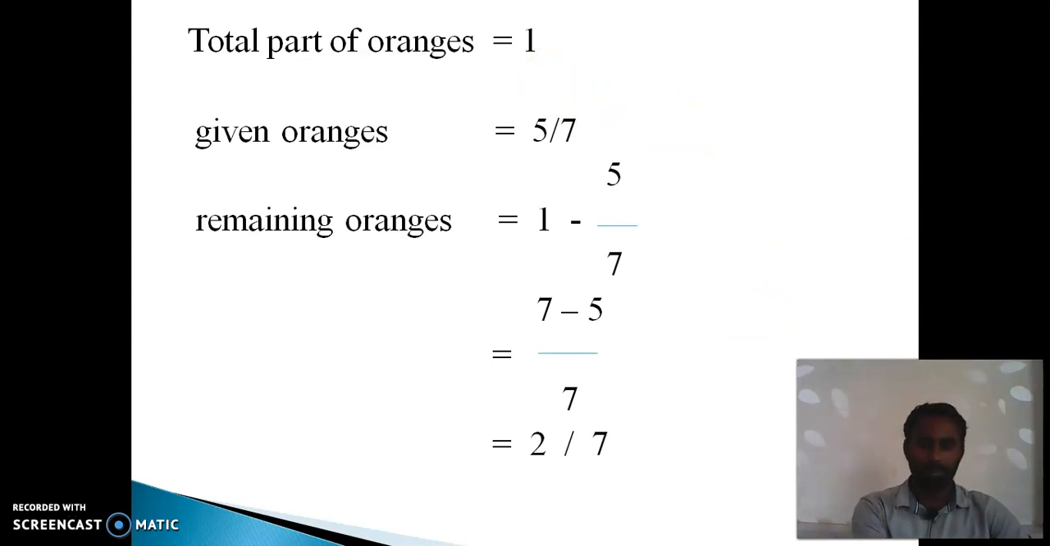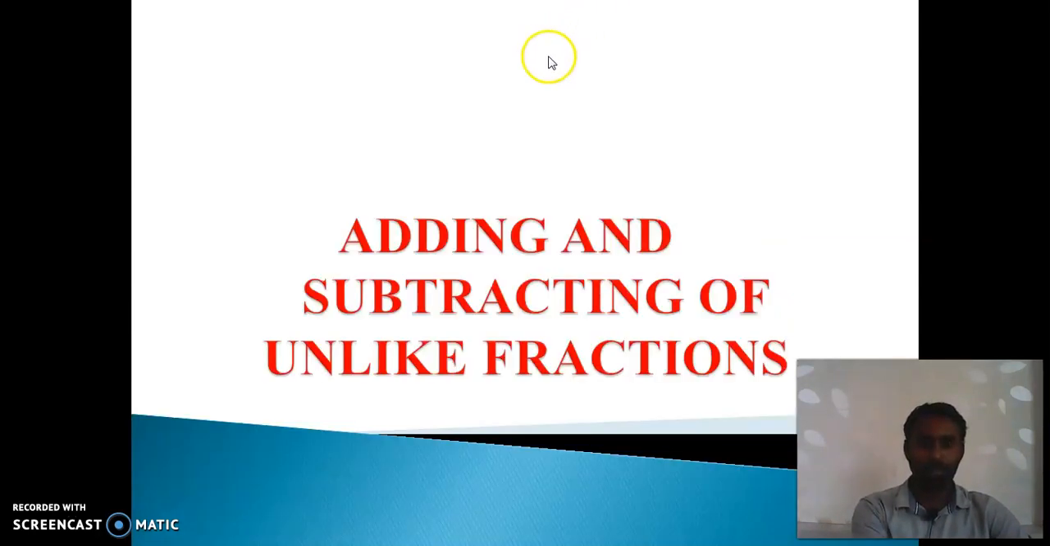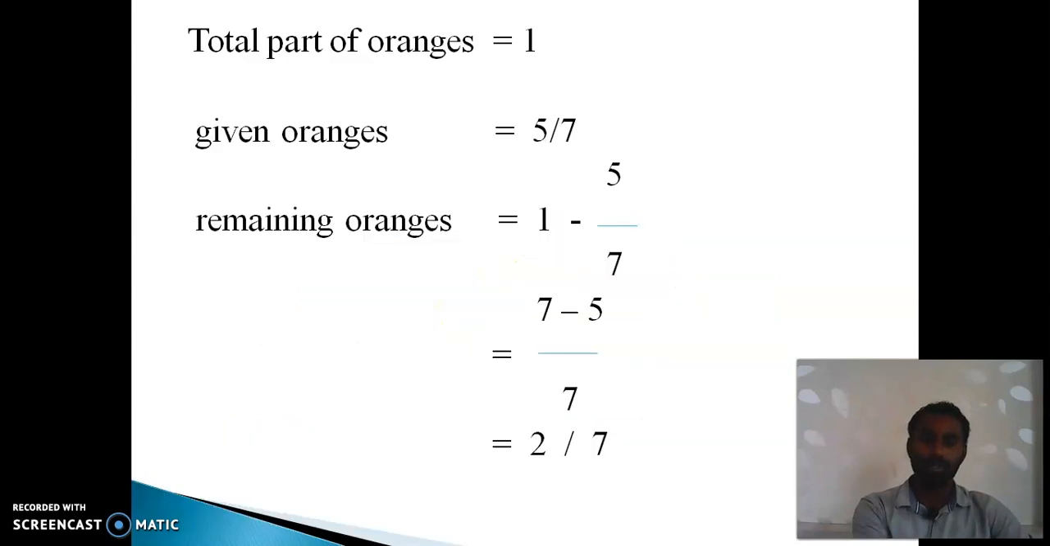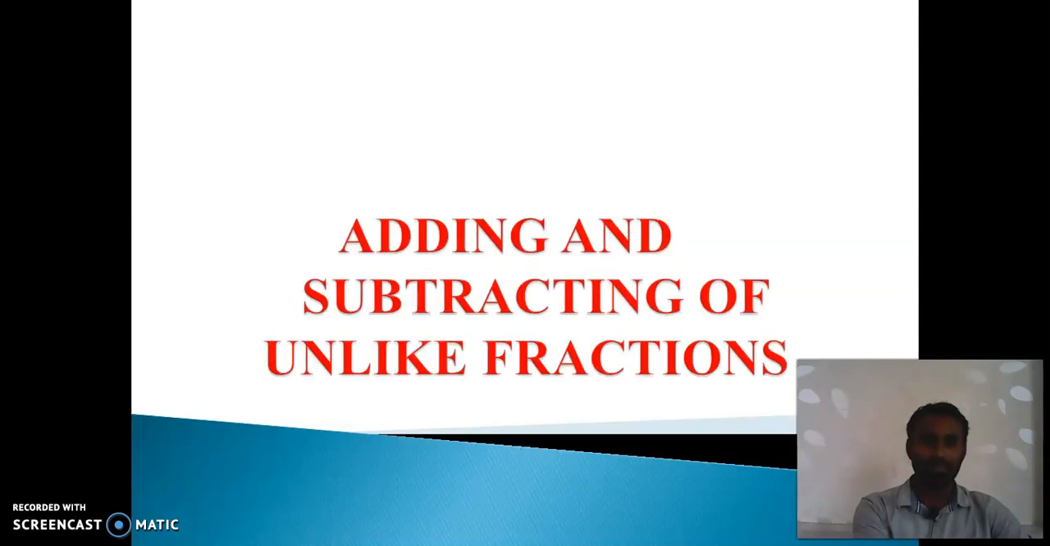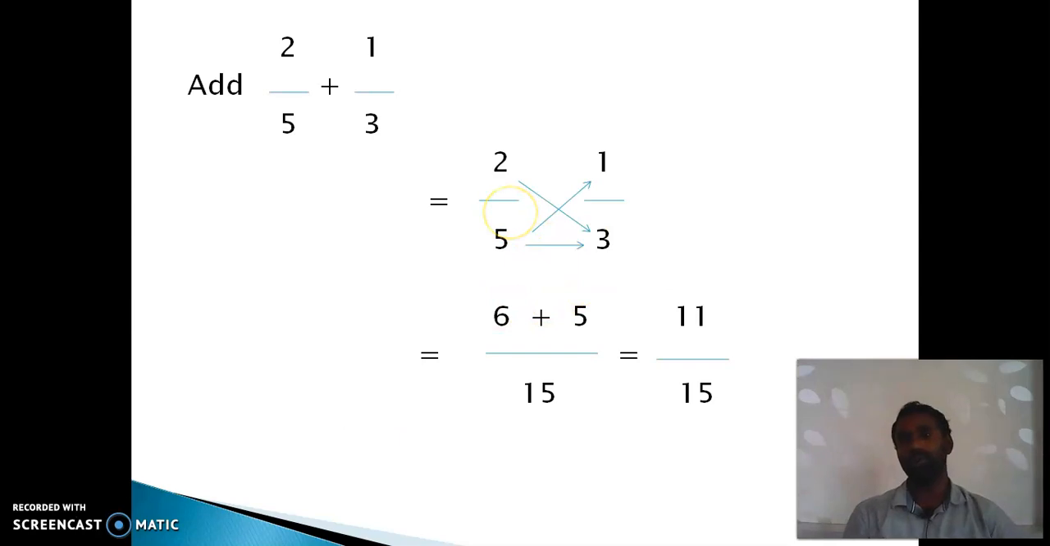The next problem. Shall we go? So next one, adding and subtracting of unlike fractions. Till now we have seen like fractions. So here we are going to move to unlike fractions. How to add and how to subtract unlike fractions. The first given problem is 2 by 5 plus 1 by 3.